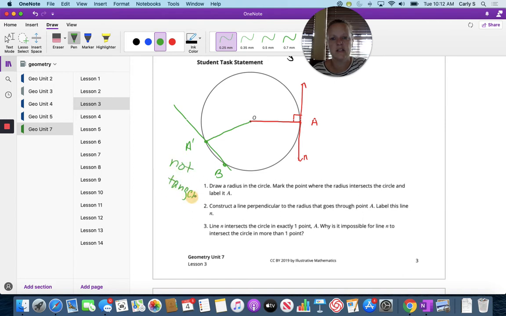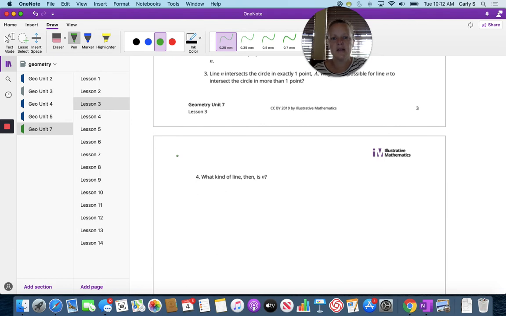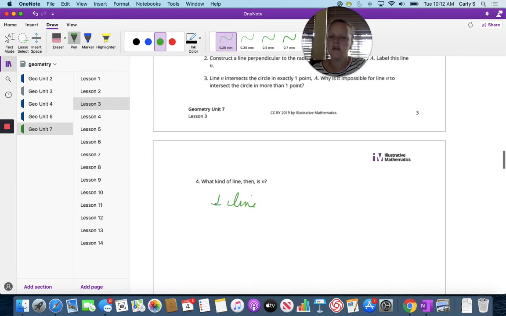Tangent intersects the circle in just 1 spot. Okay, so that one doesn't work. All right, cool. So what kind of line then is N? It's a perpendicular line because that's how we drew it. Nope, it's a tangent line, sorry, because it just intersects at one place.